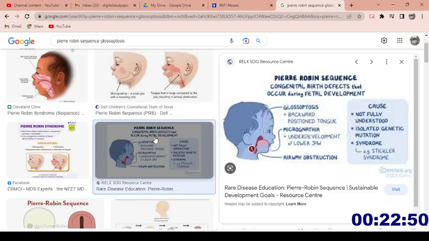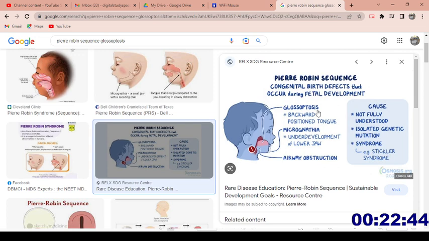This is, I guess, a picture from Osmosis or something. Pierre-Robin sequence is a congenital birth defect that occurs during fetal development. There will be glossoptosis, the backward position of the tongue, then micrognathia, that is underdevelopment of the lower jaw, and airway obstruction because the tongue is obstructing the airway. The cause is not fully understood. It can occur with an isolated genetic mutation syndrome, for example Stickler syndrome. Okay, so let's move back to our PDF.